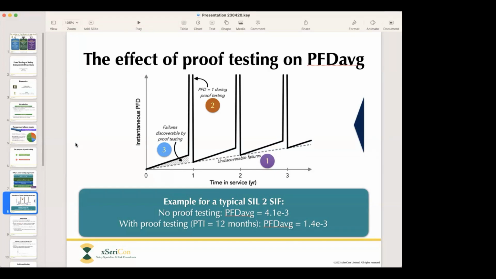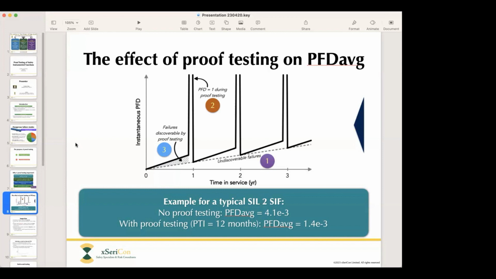Now, how much impact does it really make? Well, just to give you some idea of a typical safety function, I dug up a SIF from a recent analysis that we did for a client, whereby the client asked us to consider proof testing at an interval of 12 months. And the result came out, this was for a SIL2 SIF. The PFD average for that was 1.4 times 10 to the minus 3.